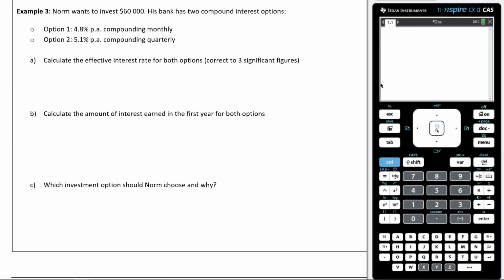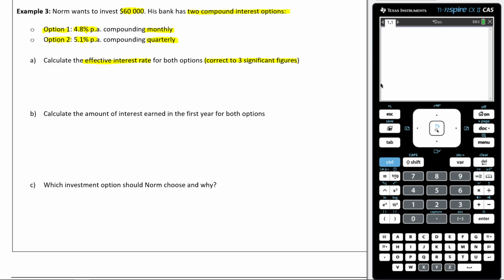All right, let's now answer this question here. It says Norm wants to invest $60,000. His bank has two compound interest options. Option 1 is 4.8% per annum compounding monthly, and option 2 is 5.1% per annum compounding quarterly. We need to calculate the effective interest rate for both options correct to three significant figures.